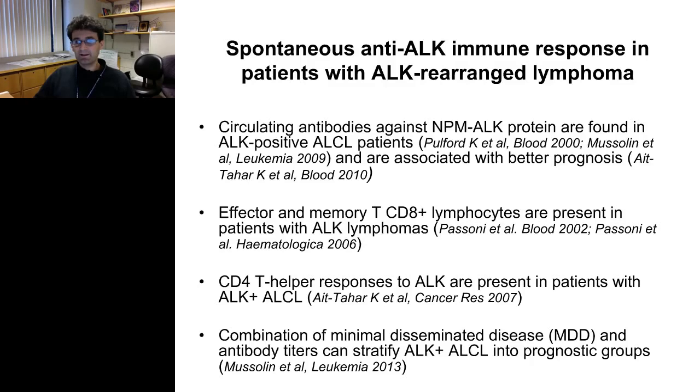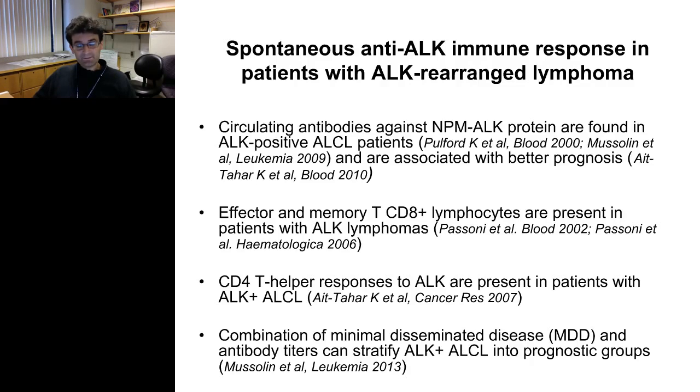So they typically develop antibodies against the ALK portion of the fusions. And for this antibody, the higher the titer, the better the prognosis. So there is a link between the intensity of the immune response and the prognosis of the evolution of the disease. But these patients also develop specific T cells, memory T cells with cytotoxic potential, like CD8 plus T cells, but they also develop CD4 plus T cells.